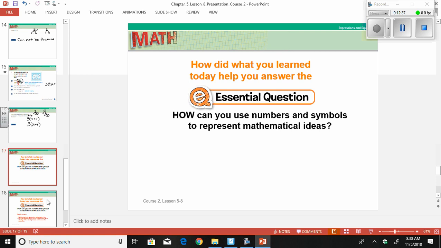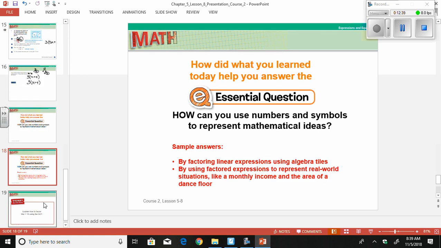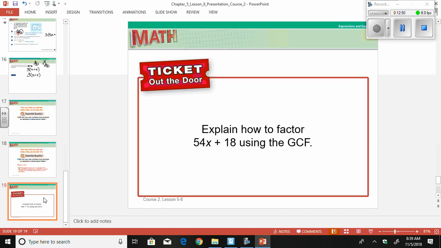How can you use numbers and symbols to represent mathematical ideas? Well, today we learned by factoring linear expressions using algebra tiles, or by using factored expressions to represent real-world situations like a monthly income and the area of a dance floor. So, of course, you can explain how to factor 54x plus 18 using the GCF. You should be able to tell me that you first find what these have in common. You take the greatest common factor out. So maybe you make a factor tree first. Then you multiply what they have in common. You take that out. You divide each one by that number. And you're left with whatever they have in common times whatever's left.